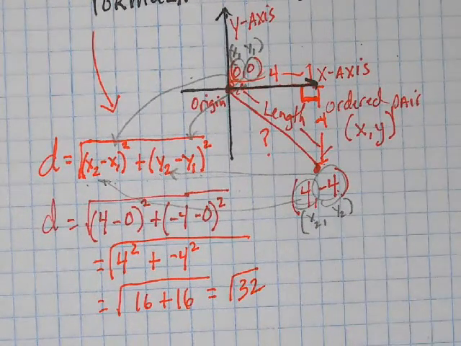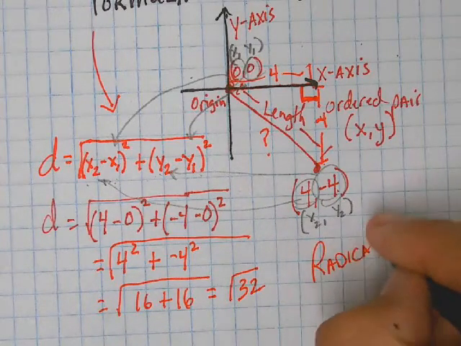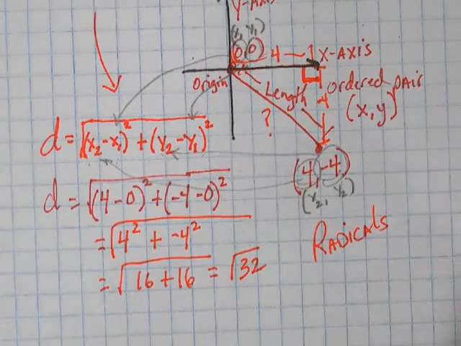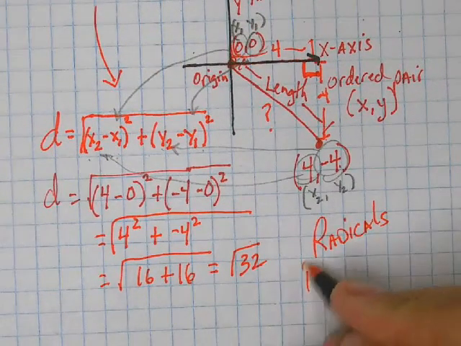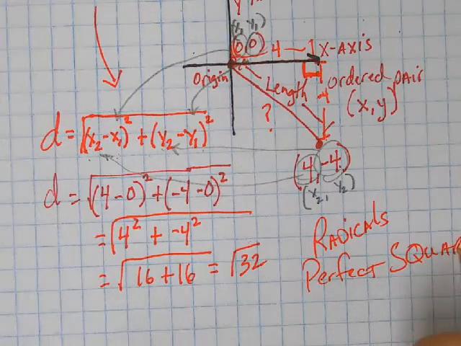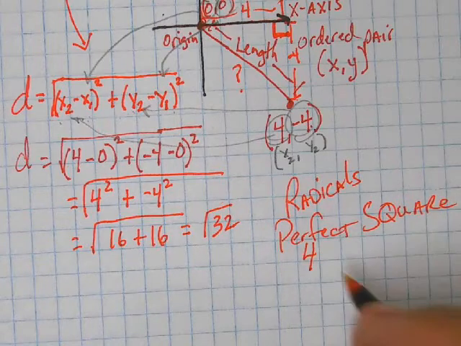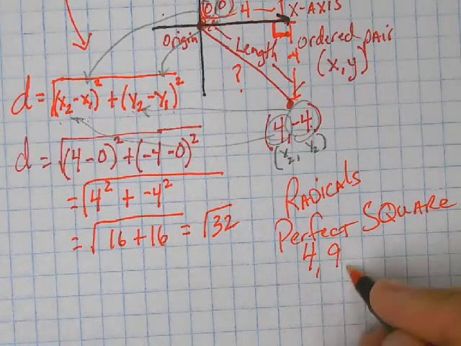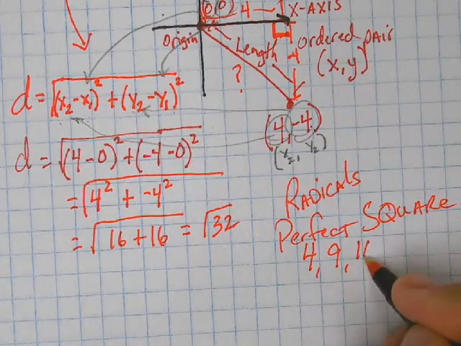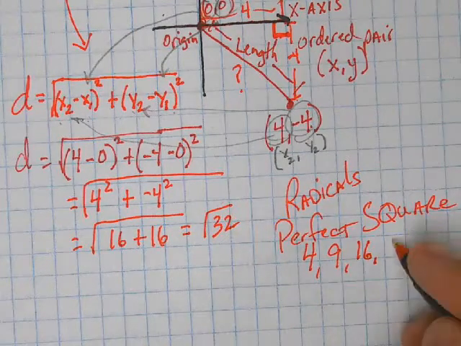Now, that brings us to the concept of radicals. This is a radical. To simplify a radical, you got to know what a perfect square is. Perfect square. Wow, that sounds like a fun term. Here's a perfect square, 4. Here's another perfect square, 9. Here's another perfect square, 16. Is anybody getting the pattern? What's the next one?